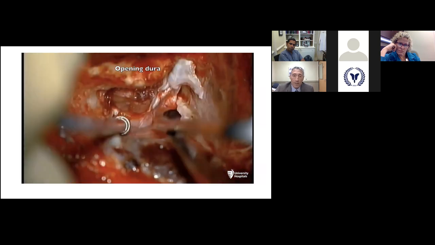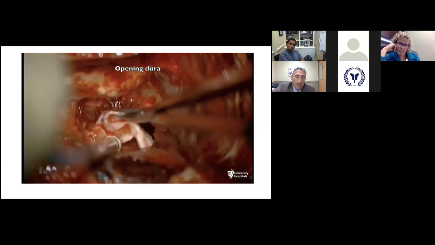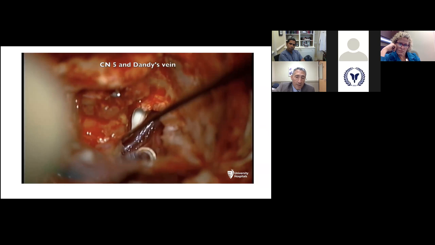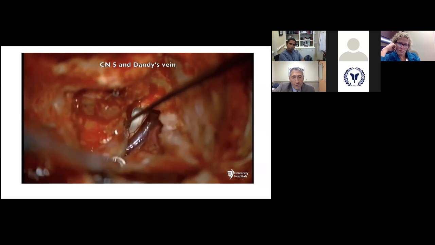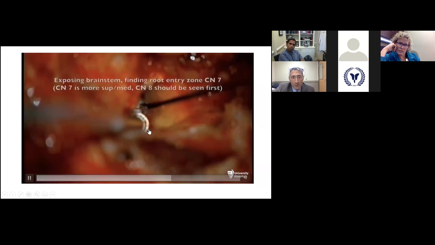And you can see here opening the pre-sigmoid dura. This is the first step in this sort of approach. You can see the Dandy's vein and the fifth nerve. And this is what we're talking about. You can see thick arachnoid and scarring here.